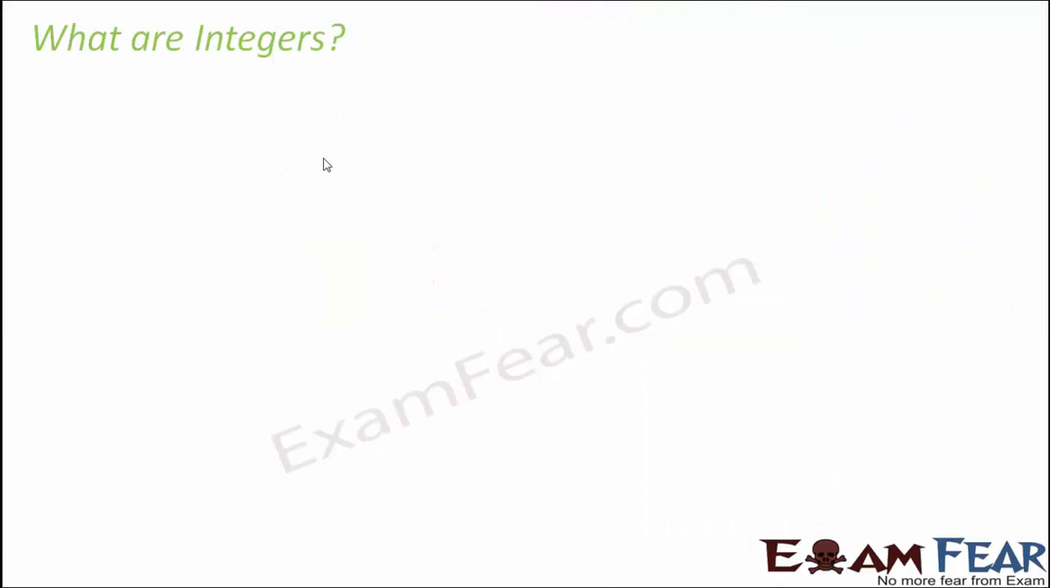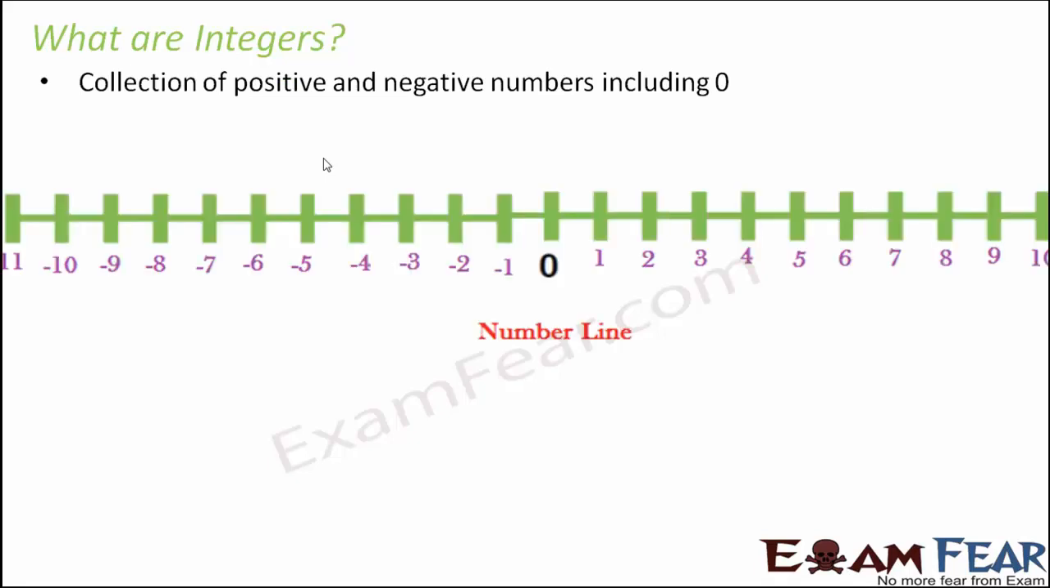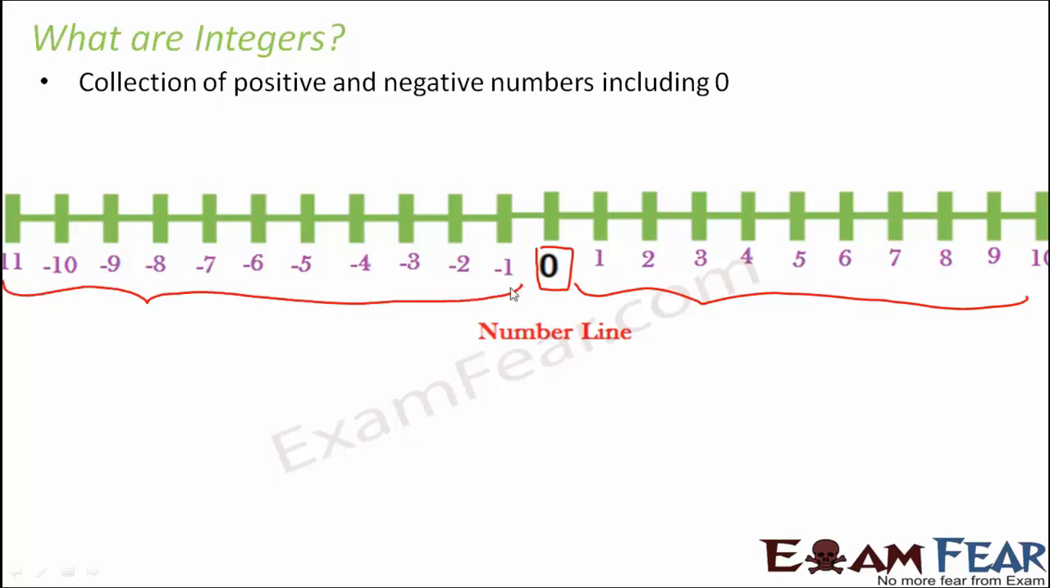So now the question is, what are integers? Because we have come to this lesson to learn about integers. So what are they? Integers are nothing but a collection of positive and negative numbers along with 0. So basically, when you talk about integers, you have all the whole numbers, that is 0 plus natural numbers, plus you have the negative numbers as well.